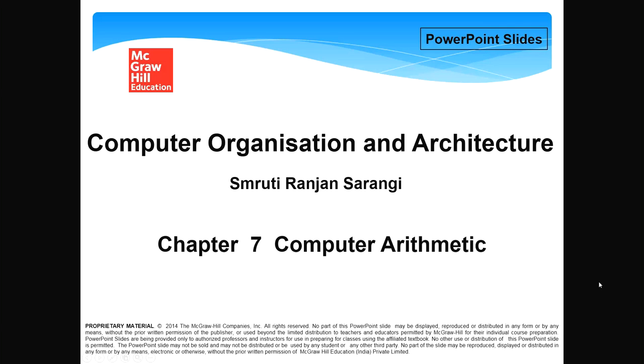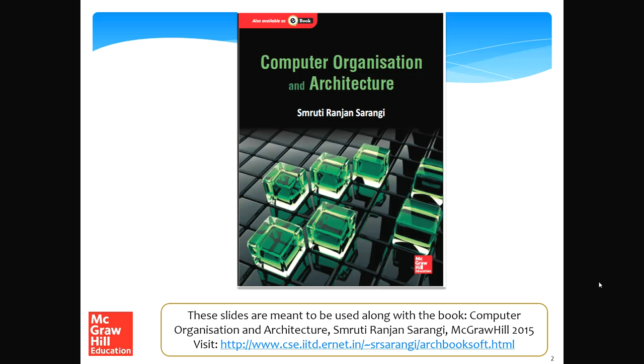Welcome to Chapter 7. This is a chapter on computer arithmetic. We shall use all the knowledge that we have gained in designing digital logic, all the knowledge that we gained in Chapter 2, the language of bits, to design circuits in this chapter to implement adders, multipliers, and dividers. So this is Chapter 7 of the book Computer Organization and Architecture, published by McGraw-Hill in 2015.